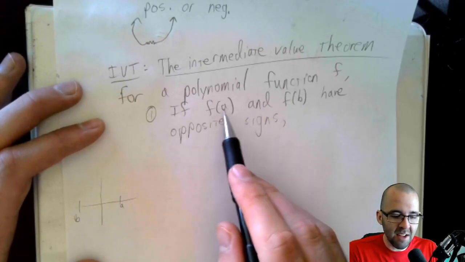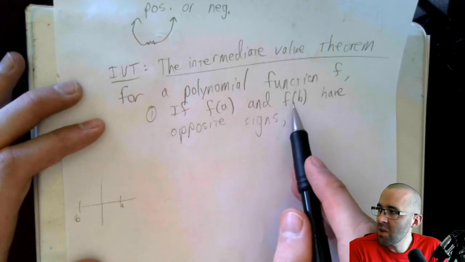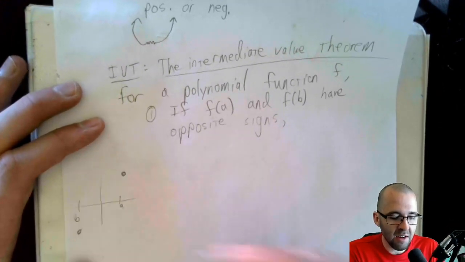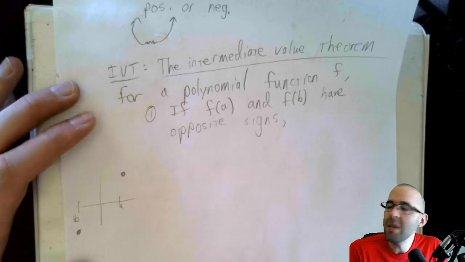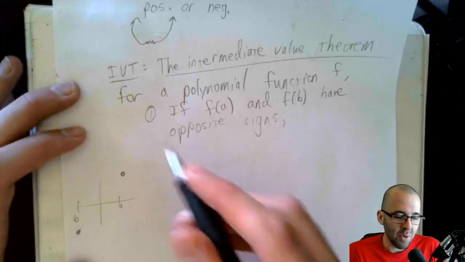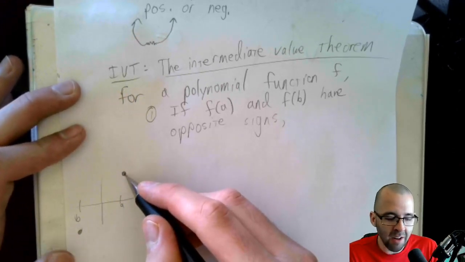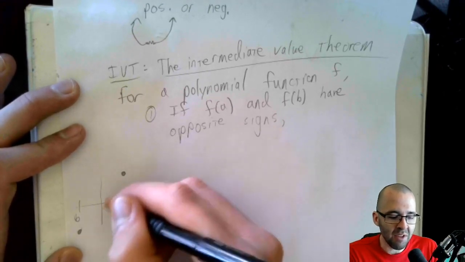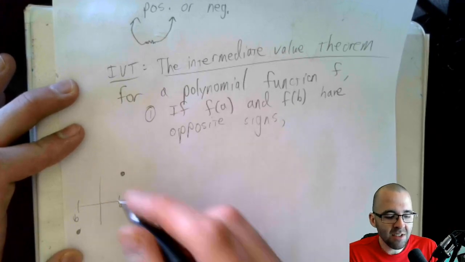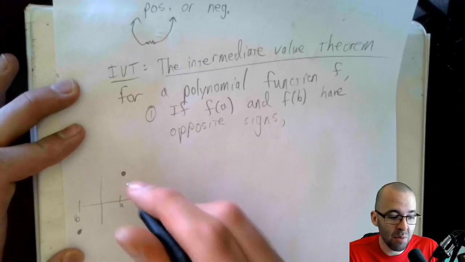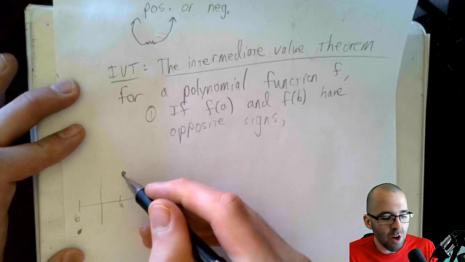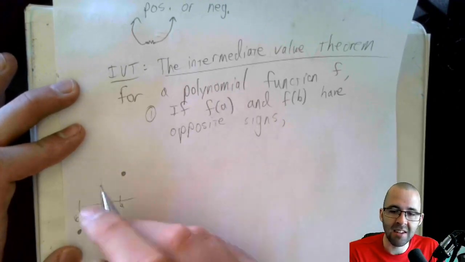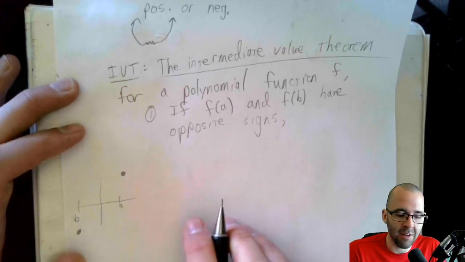So if they have opposite signs, that just means one of these function values is positive, one is negative. So maybe we're up here and we're down here. The intermediate value theorem just says, well, if I have a polynomial and I know I'm up here and I know I'm down here, there has to be some way of getting between them. There has to be an x-intercept between these 2 points. There's no way to connect these 2 points for a polynomial that does not cross the x-axis. So that's the intermediate value theorem.